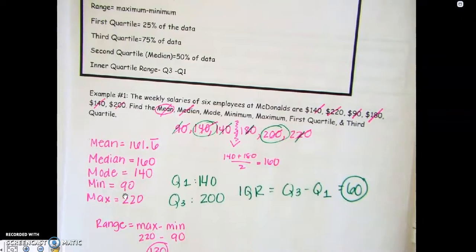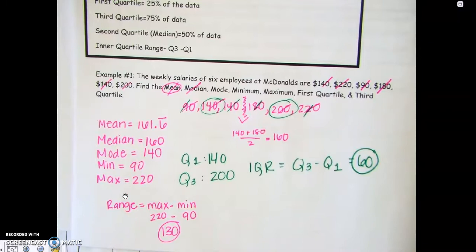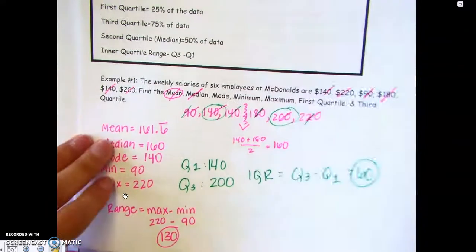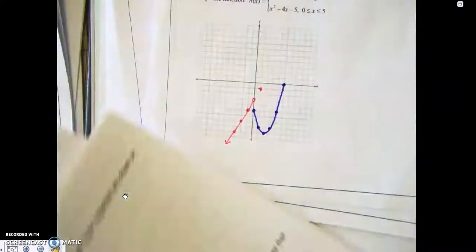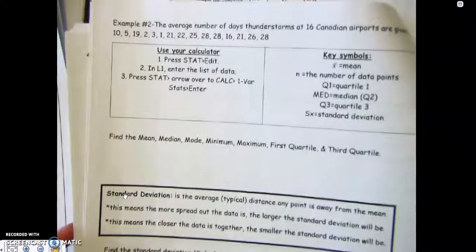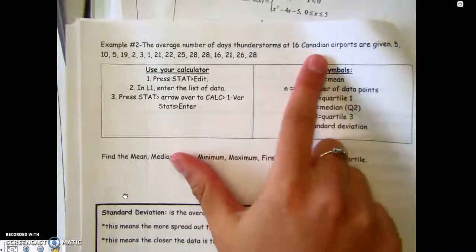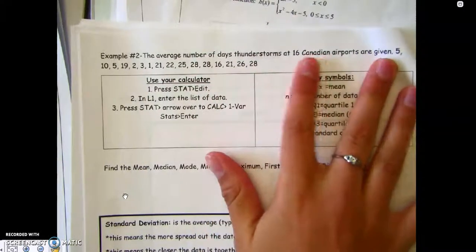Okay, so that's kind of a review of all those different things you can find from a list of numbers. The next example, we're going to look at using our calculator to do this, because as you can see, it takes a long time to do by hand. And if you have a ton of data, it's really going to be annoying to calculate all those things. So I'm going to show you how you can do it by using your calculator. In this example, we're going to look at the average number of days of thunderstorms at 16 Canadian airports. And then it's all this list of numbers.